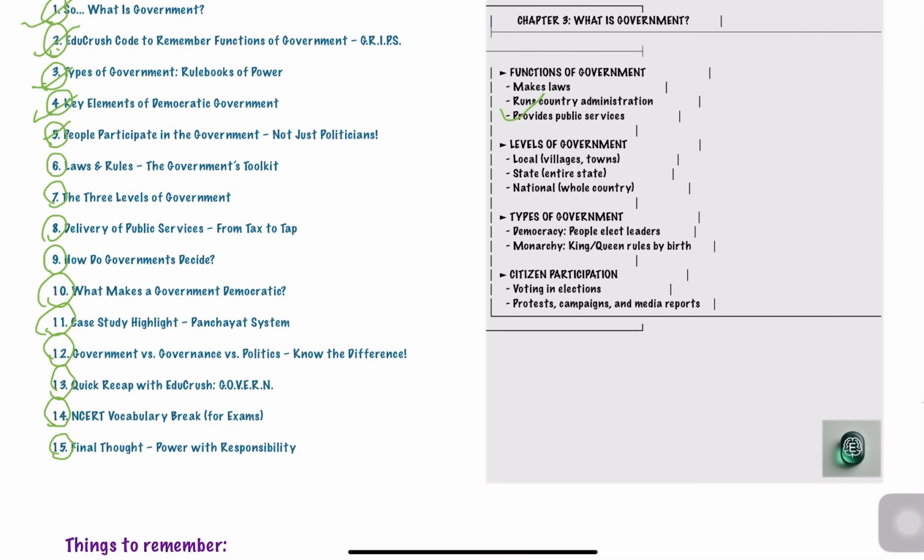Let's deal with the sixth one, that is rules and laws, the government's toolkit. Why are laws important? Without rules, society falls apart. Government makes laws for school admissions, road safety, protection of minorities, women's rights, land ownership, etc. Did you know the Indian Parliament passes around 100 new laws every year? Yes. Next, seventh one, the three levels of government.